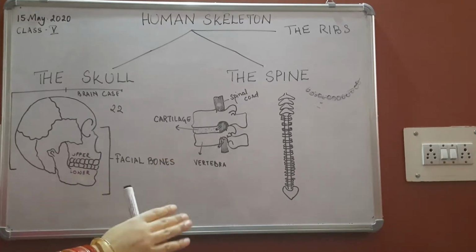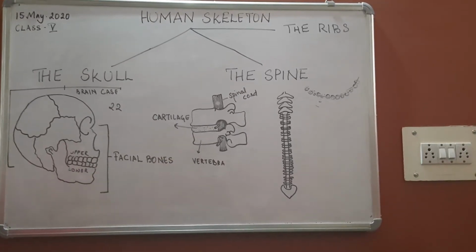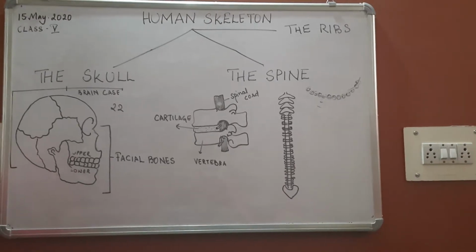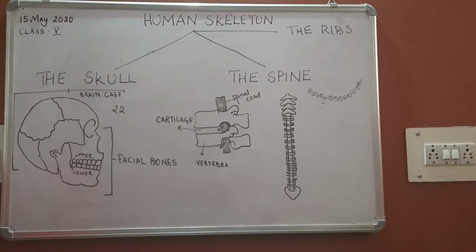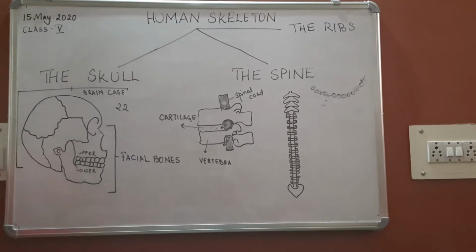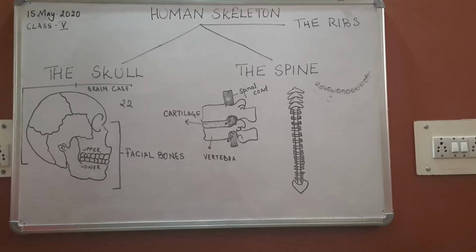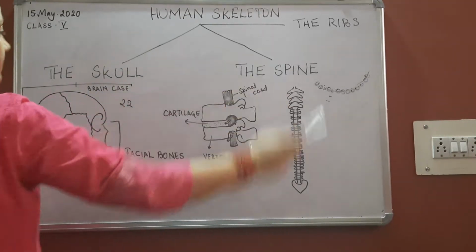The human skeleton is a framework of bones which protect the internal organs and also give support and shape to our body. An adult has 206 bones. Now the skeleton system includes the skull, the spine and the ribs.